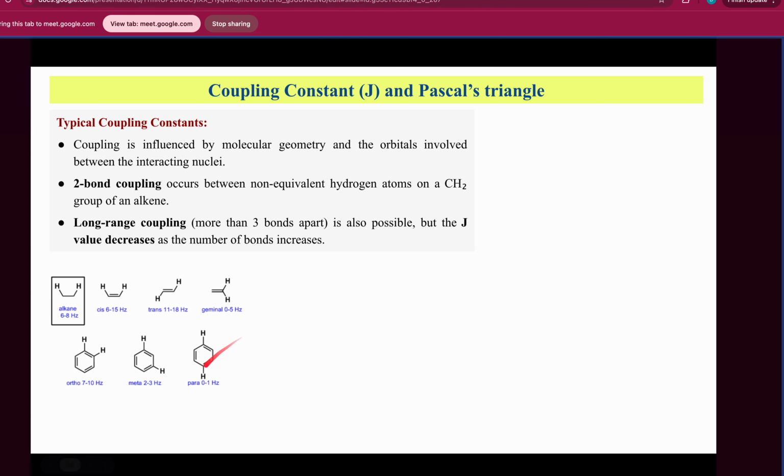So for example, if this hydrogen which is linked to this carbon and this particular hydrogen which is present on the para position, now they are separated by more than three bonds. In this case, there are five bonds present. Among them, there is also a possibility that coupling can happen. That is known as long range coupling. But the J value decreases as the number of bonds increases. So if the distance increases, then the J value will slightly decrease. So the coupling constant will decrease with increase in the distance among the hydrogens for which we are studying the coupling effect.